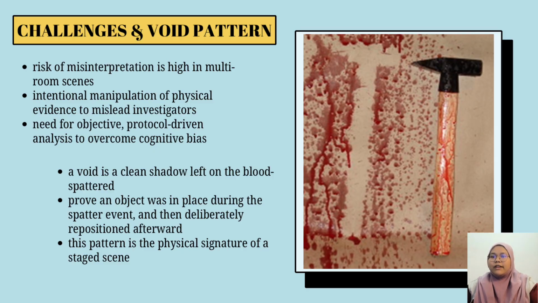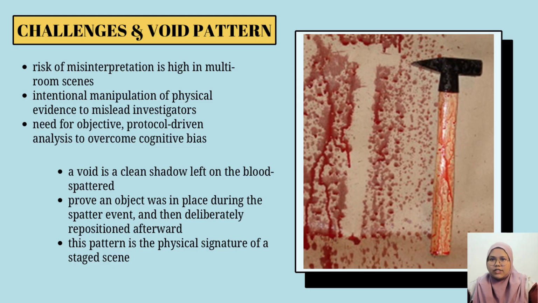Finally, even for trained professionals, there is always the potential for cognitive bias. We may be looking for evidence to support a theory we already hold. Therefore, the methodological precision must be absolute. We must rely on the physics and geometry of the bloodstains, not on initial impressions, which is why a precise protocol is essential to detect the deliberate alteration of evidence.